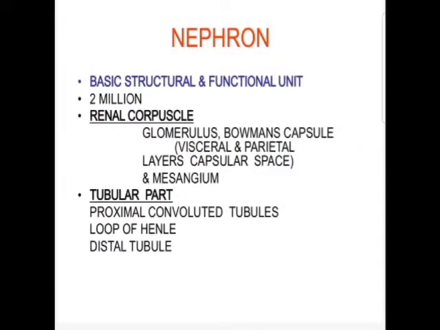The nephron is the basic structural and functional unit of the kidney. There are about 1.5 to 2 million nephrons present in the kidney. A nephron is composed of the renal corpuscle, which is the glomerulus and the Bowman's capsule, which has visceral and parietal layers, and there is a capsular space. Then we have the tubular part, which consists of the proximal convoluted tubule, the loop of Henle, and the distal tubule.